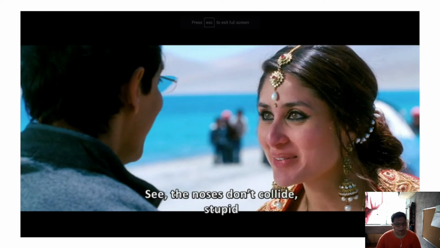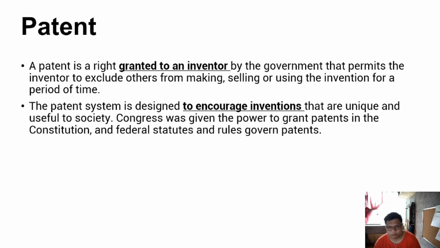So what do we mean by patent? Patent is, by the way, another type of intellectual property. A patent is a right granted to an inventor by the government that permits the inventor to exclude others from making, selling, or using the invention for a specific period of time. The patent system is designed to encourage inventions that are unique and useful to society. Congress was given the power to grant patents in the Constitution, and federal statutes and rules govern patents. This is actually a US definition, the second one. In the Philippines, if I'm not mistaken, it is also the Intellectual Property Office.